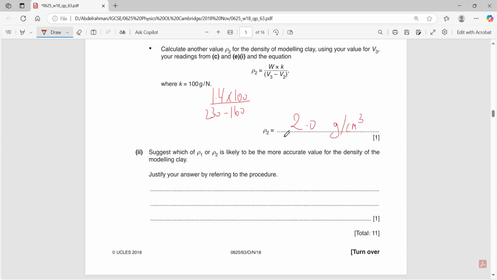Suggest which density, density 1 or density 2, is more likely to be accurate. Is density 1 or density 2 more accurate? And justify your answer by referring to the procedure. In my point of view, density 2 is more accurate. Why is density 2 more accurate? Because the volume from the measuring cylinder is much better. Volume is taken directly from the measuring cylinder.